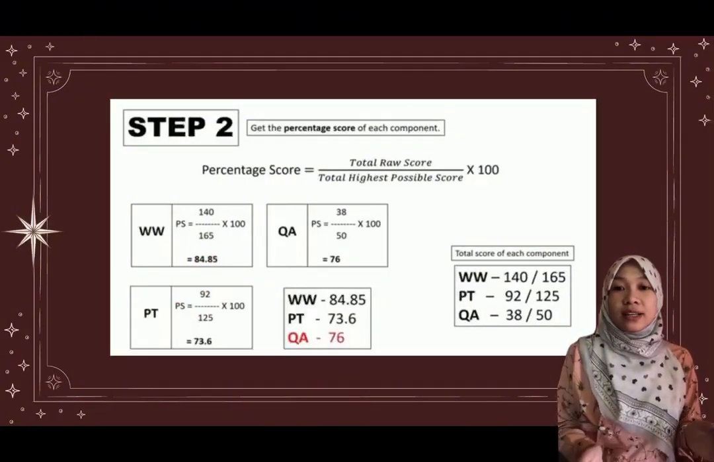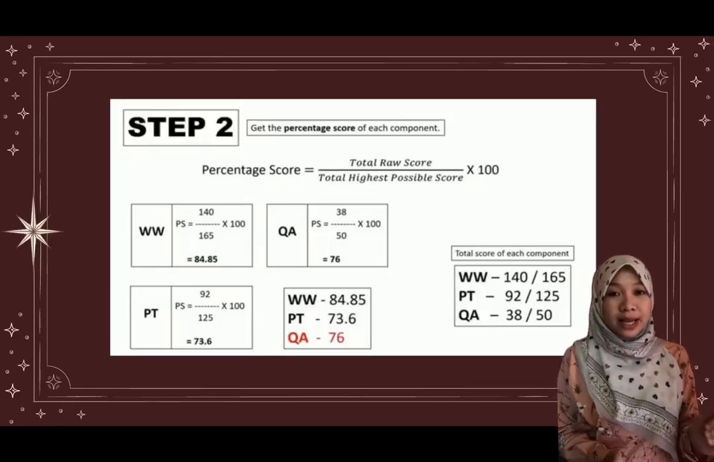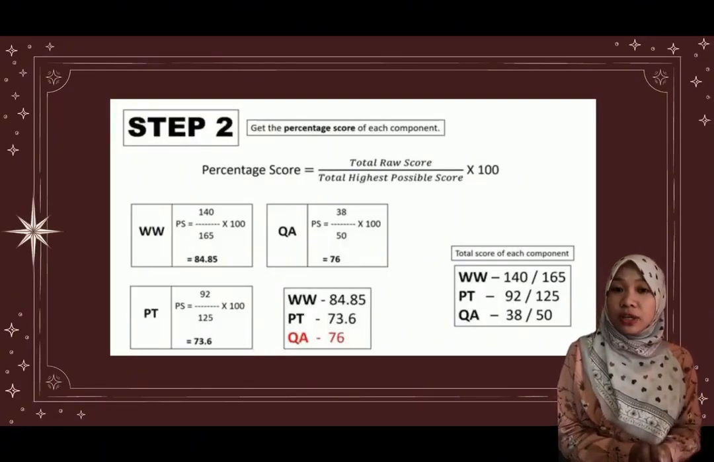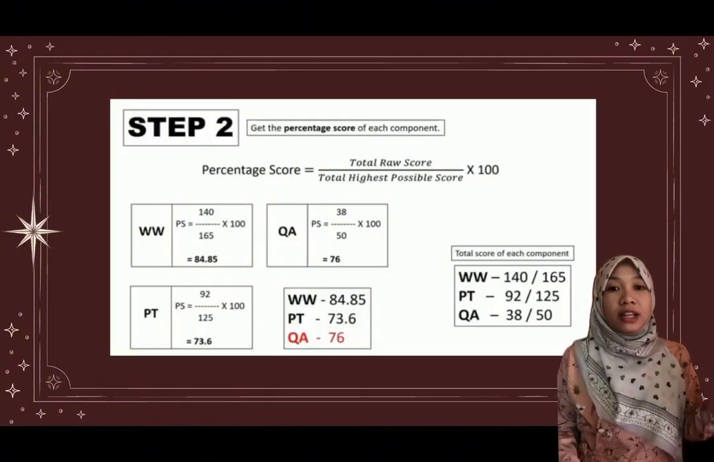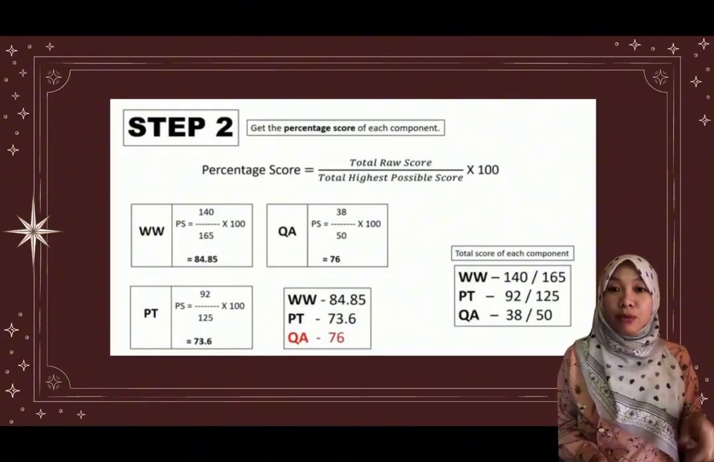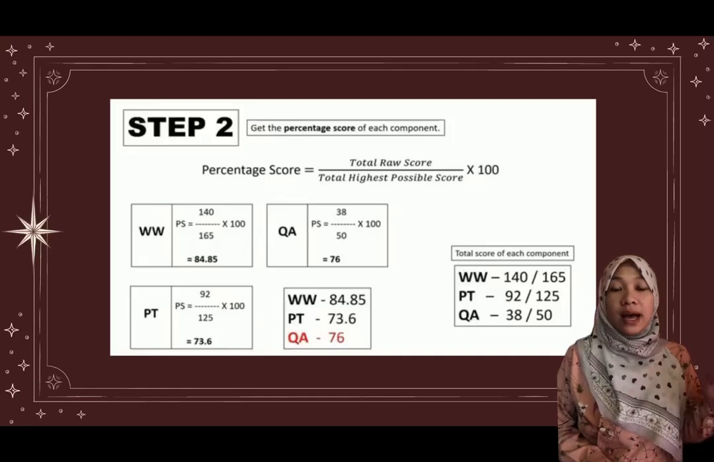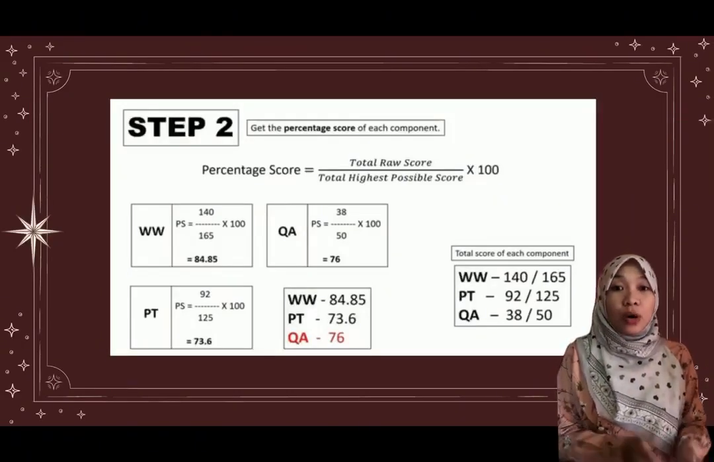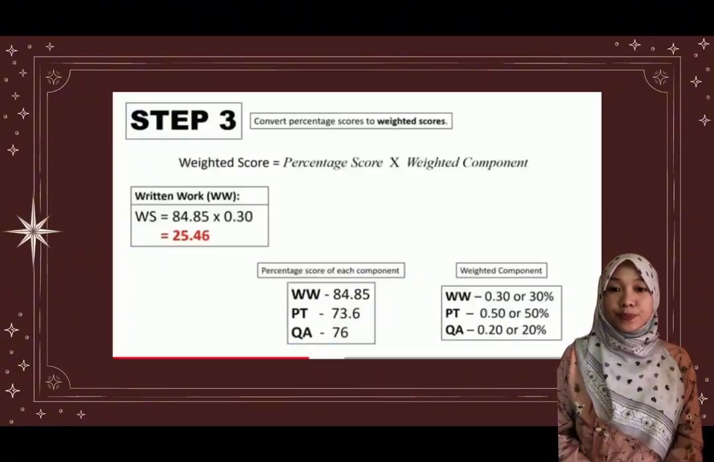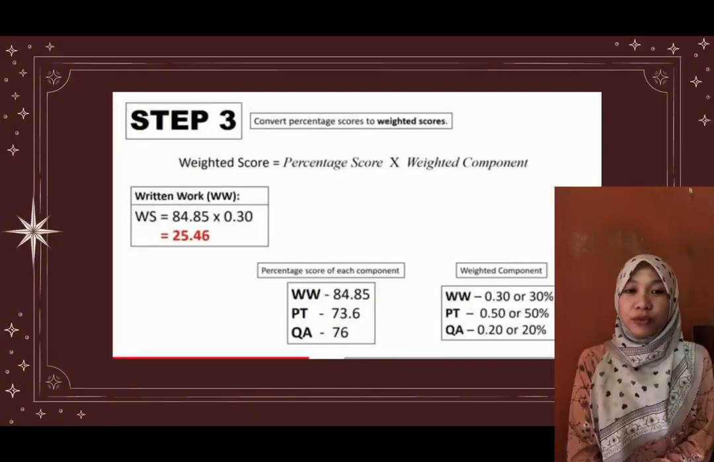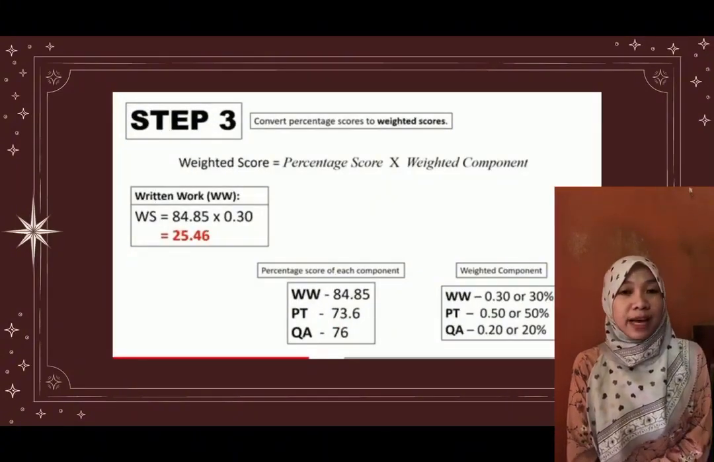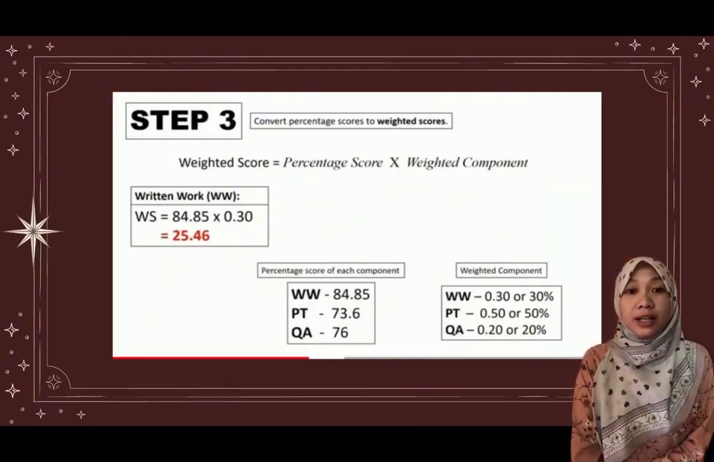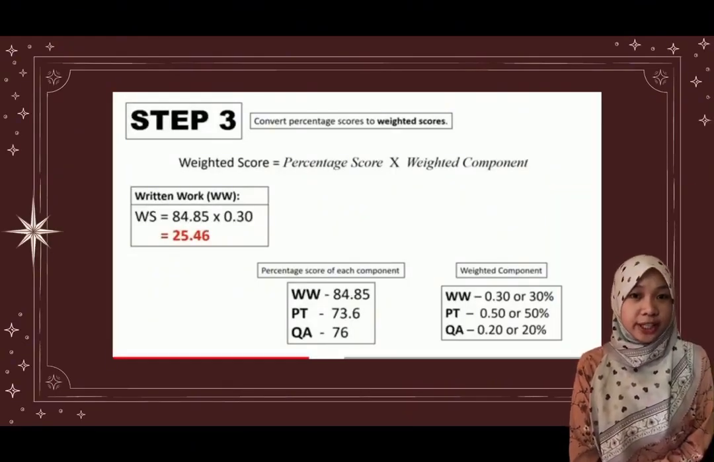And the next is the performance task percentage. The performance task percentage score is equal to 92 divided by 125, multiplied by 100, and we have 73.6. We'll do the same for the quarterly assessment. And now we are moving to step 3: multiply this percentage by the importance of each type of work to get the weighted score.